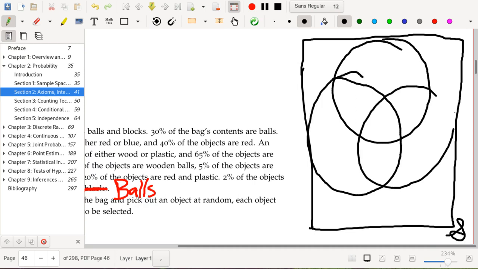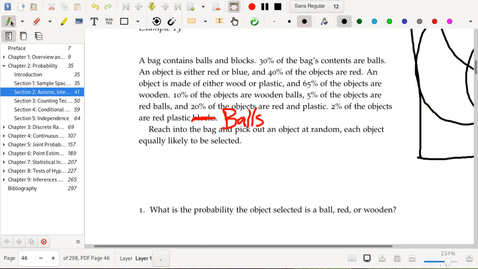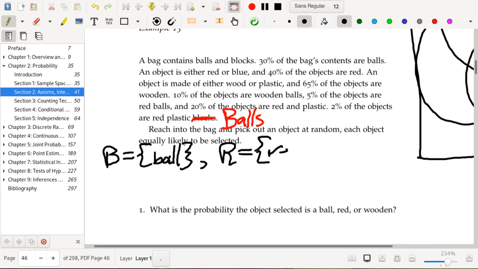Right. So I've got giant circles, but I should probably be a bit more precise. Before I start filling out this chart, let's create some notation and fill out what we already know in mathematical notation. So we've got balls. B will be the event that we grab a ball. Objects are either red or blue, so R is the event that an object pulled out of here is red. B complement is going to be a block, and R complement is going to be a blue object.